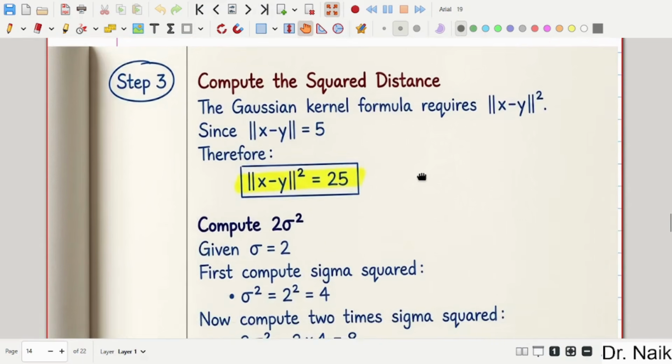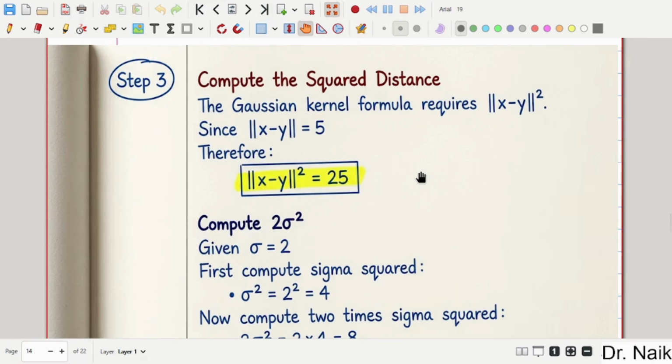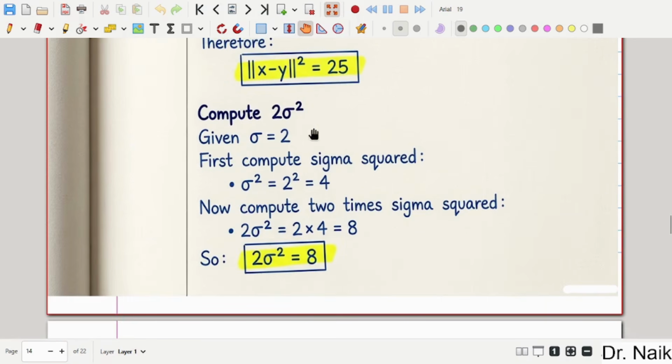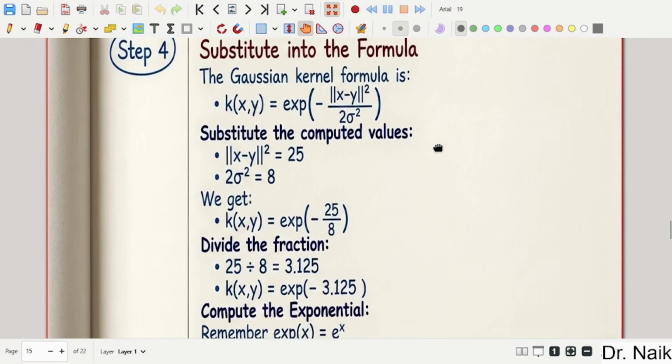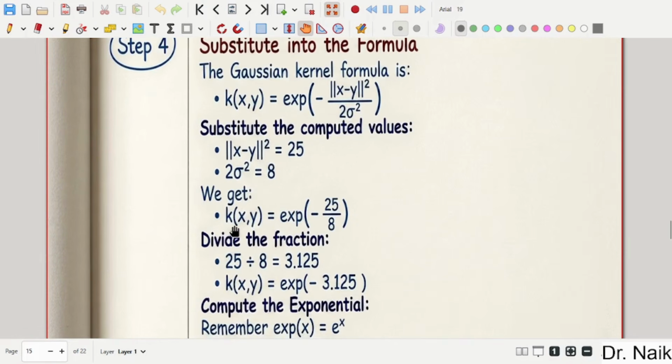Now compute its square. The Gaussian formula requires the squared norm of x minus y, therefore square it. So the squared norm of x minus y is equal to 25. Now compute 2 sigma squared. Sigma is 2, therefore 2 squared is 4. So 2 into sigma squared is 8. Now substitute this value in our formula. So k of x, y is equal to exponential of minus 25 divided by 8. Minus 25 divided by 8 is minus 3.125.